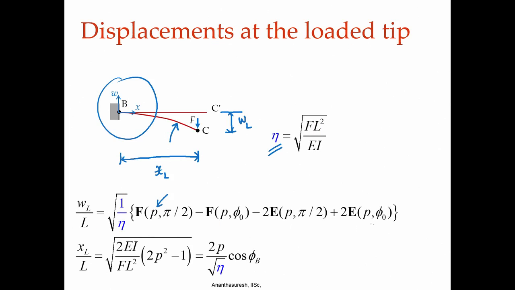The whole thing is a function of eta, which is a nonlinear function, because capital F is the elliptic integral of the first kind, complete because it is pi by 2, incomplete phi naught or that value at p, and then we have the second elliptic integral E complete and then incomplete. It is a nonlinear function of eta, and x L by L also can be derived like this.